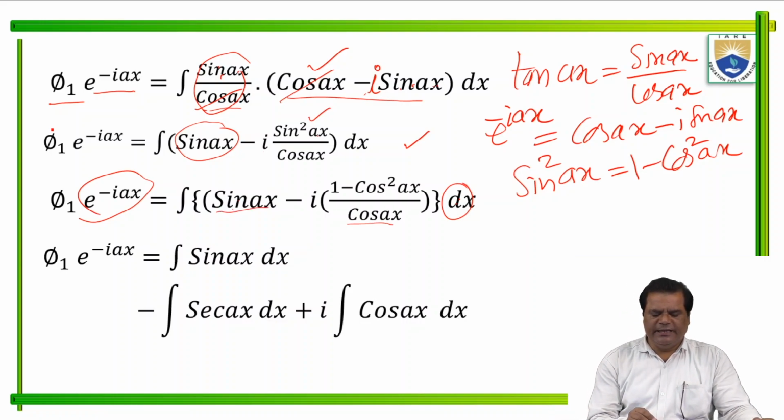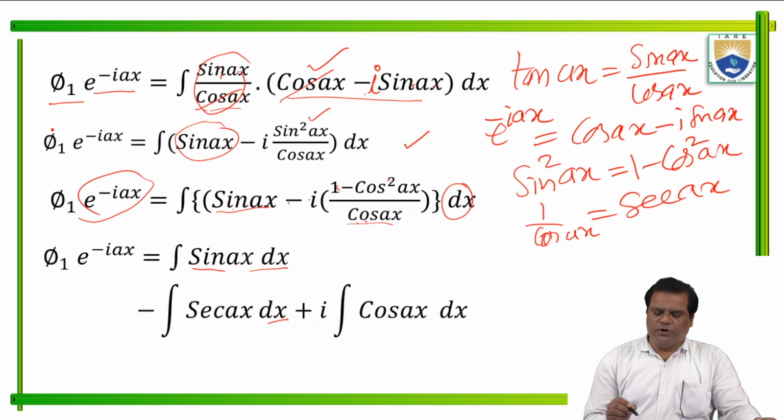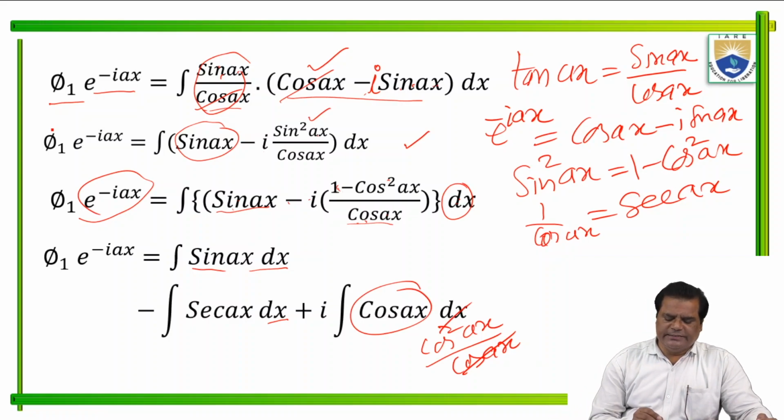So the first function is sin ax dx, multiply minus i 1 upon cos ax, 1 upon cos ax, this equals sec ax. So I am writing here sec ax dx and cos square upon cos ax. Next is cos square ax upon cos ax. So one cos ax is cancelled, so we get here only cos ax. So sec ax dx, minus i, and here is also minus plus i.